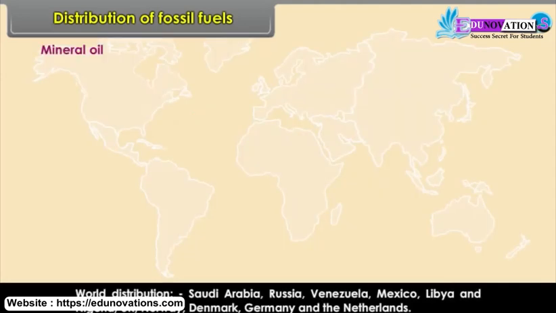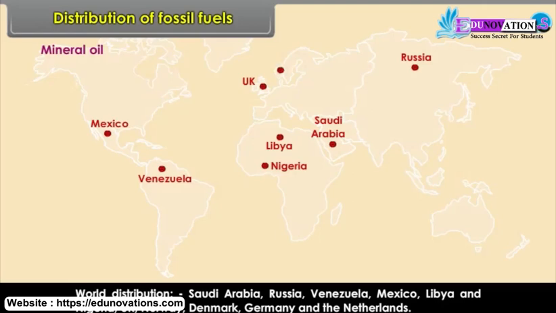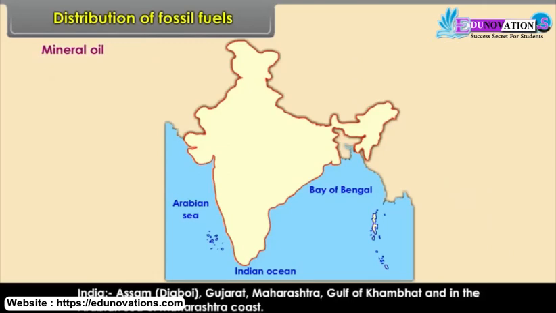Mineral oil, world distribution: Saudi Arabia, Russia, Venezuela, Mexico, Libya, Nigeria, UK, Norway, Denmark, Germany and the Netherlands. In India: Assam, Digboi, Gujarat, Maharashtra, Gulf of Khambat and in the Arabian Sea off the Maharashtra coast.